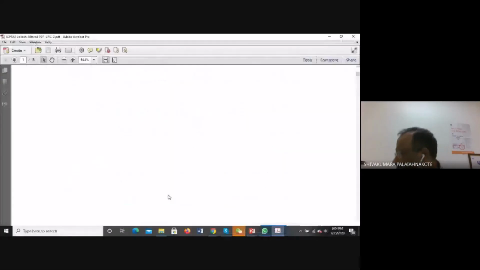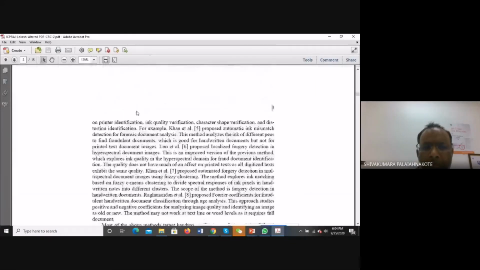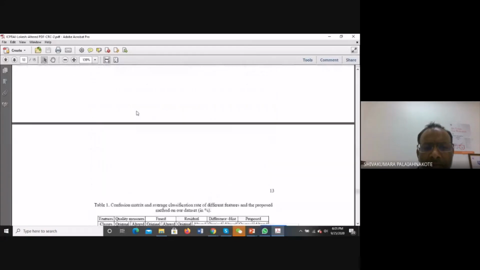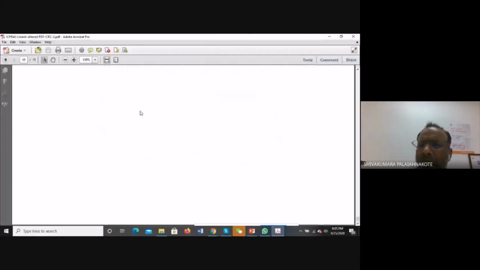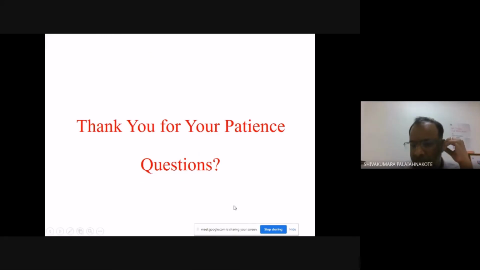And look at this one. This is a paper that I think is not published yet. These are all project students, and he is my student, he is here. We just sent in a camera-ready copy. This is the latest one. Okay, I think that's all. That's the conclusion. We discussed fraud and nationality identification, writer age, forged handwriting, and finally altered text detection. That's all from my side.